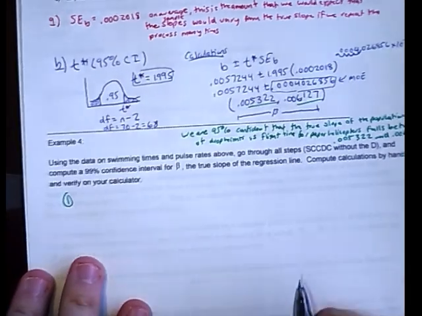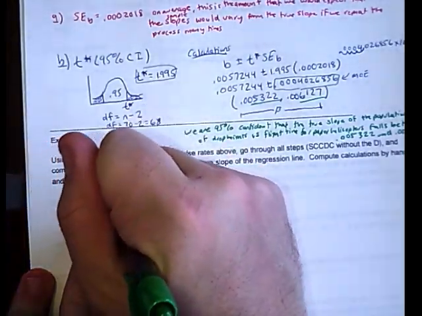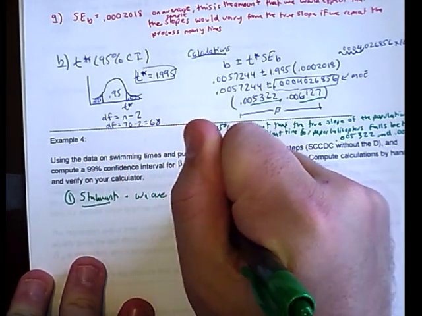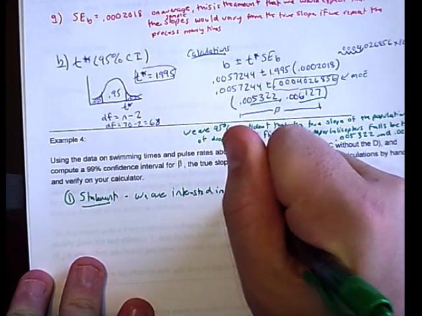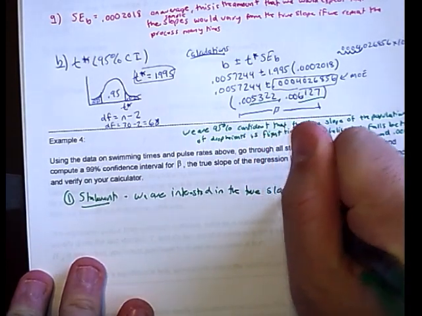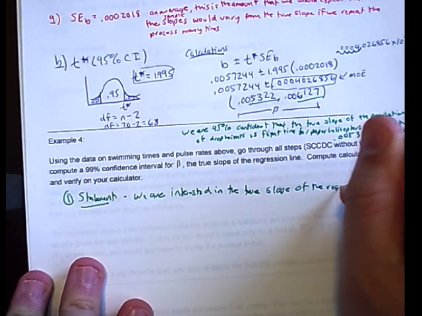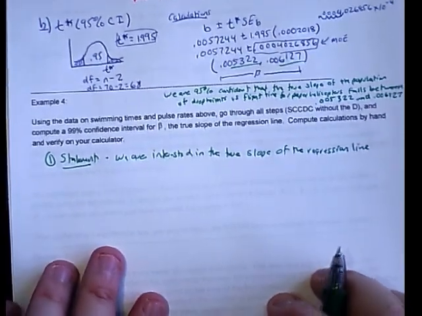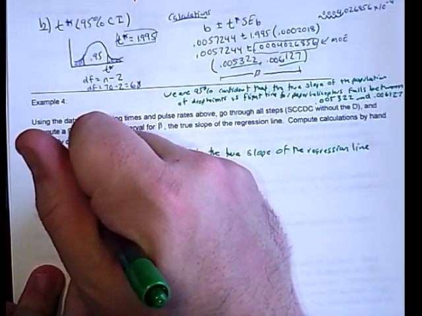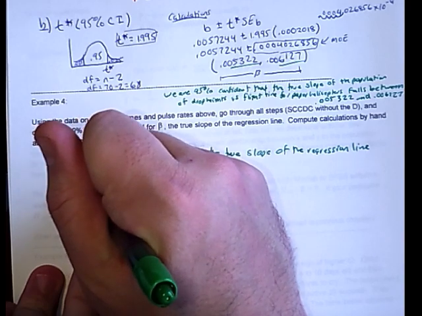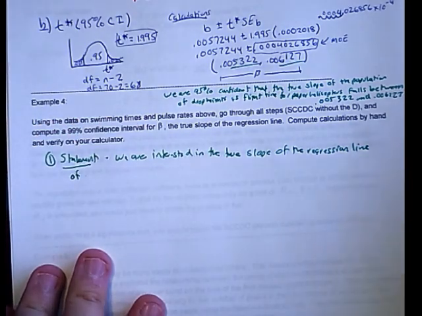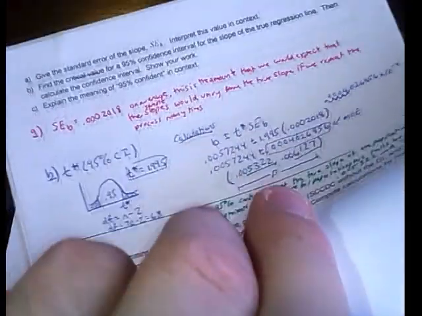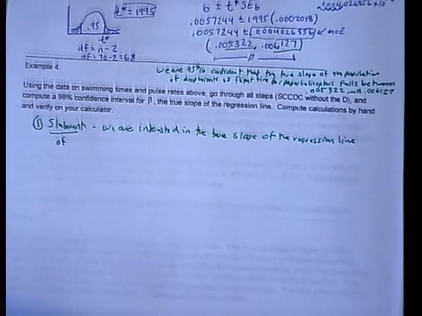Step 1 is we need to make some sort of statement. We are interested in the true slope of the regression line of, trying to go back to the first page to remember what that professor's name was. Sorry. Professor Moore.